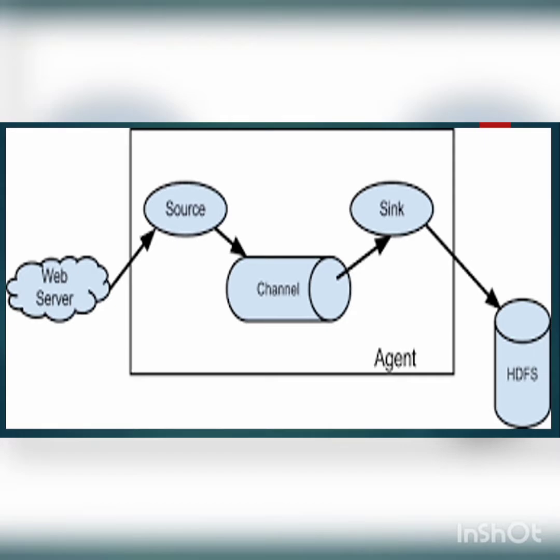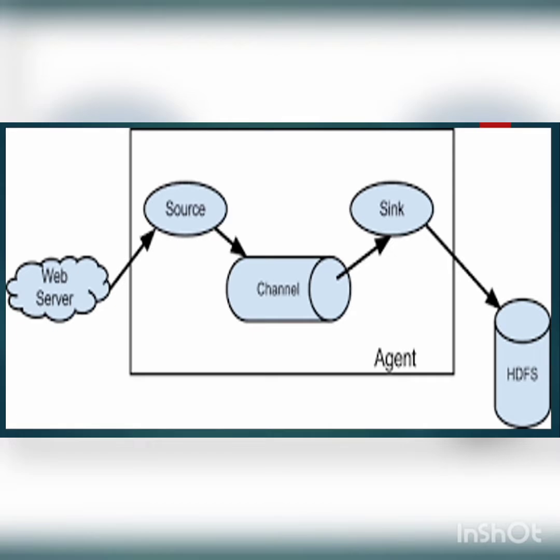The main work of the source is to collect the incoming stream and store that data in the channel. The second component of Apache Flume is the channel.